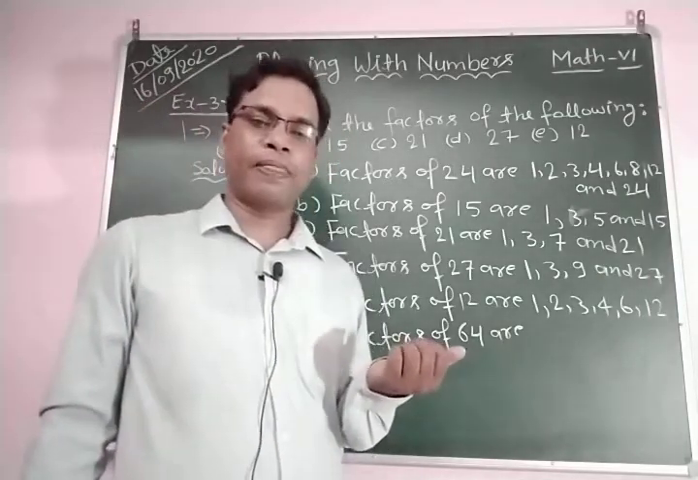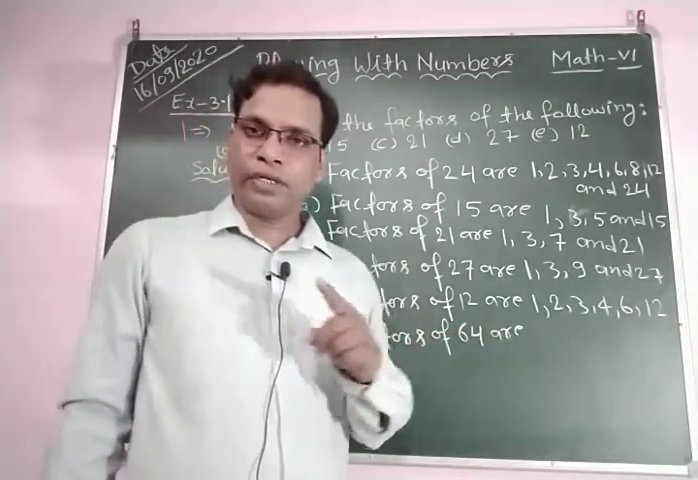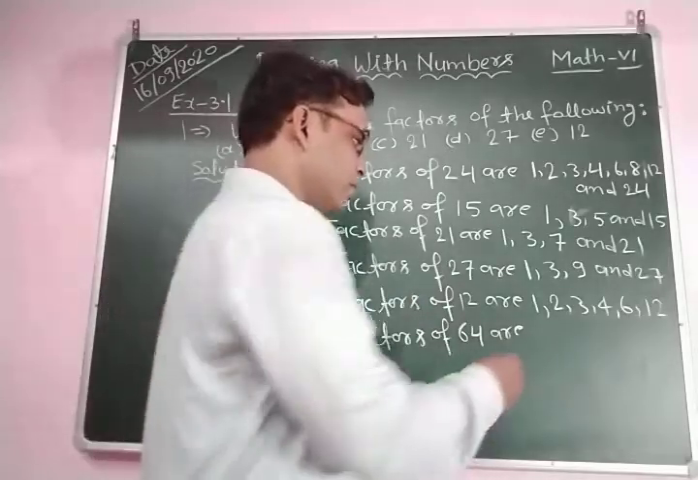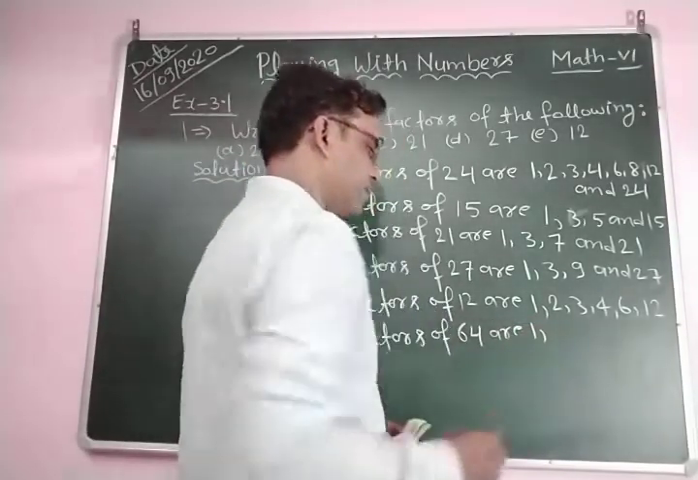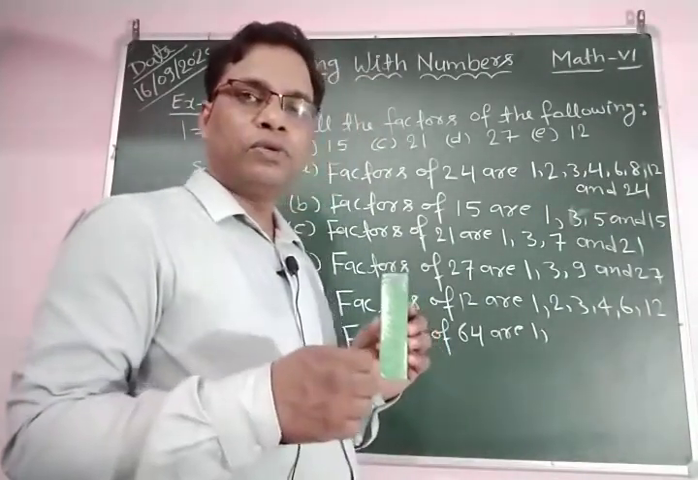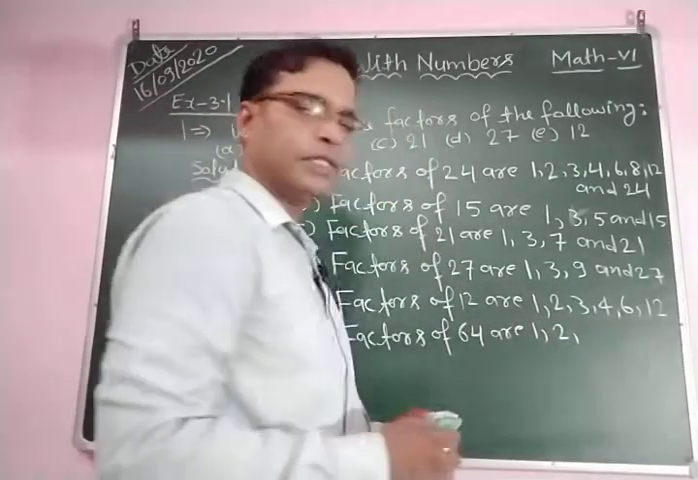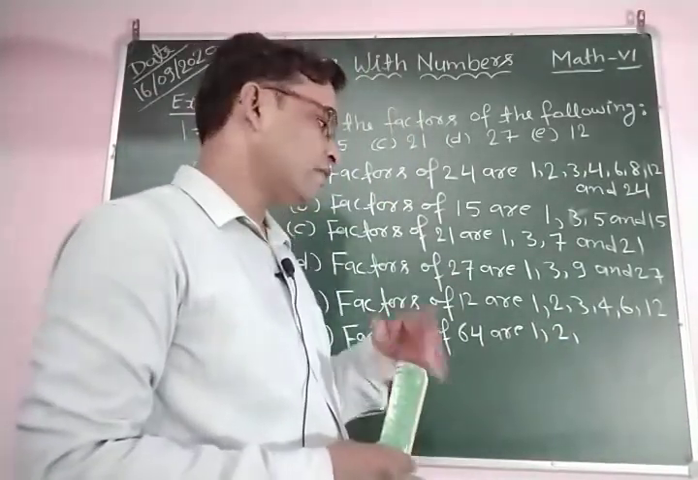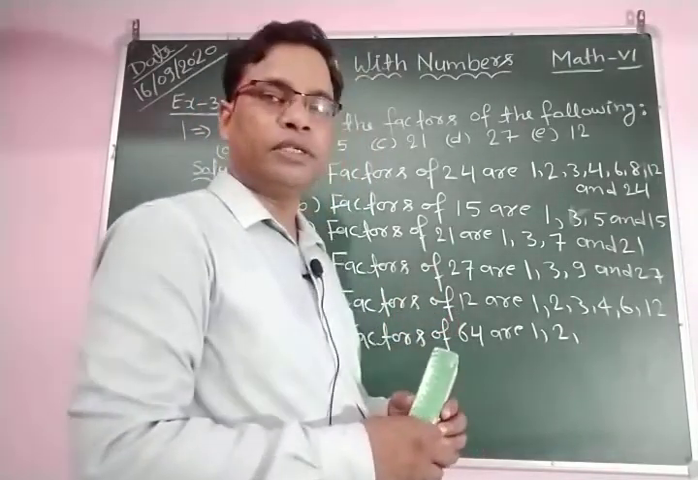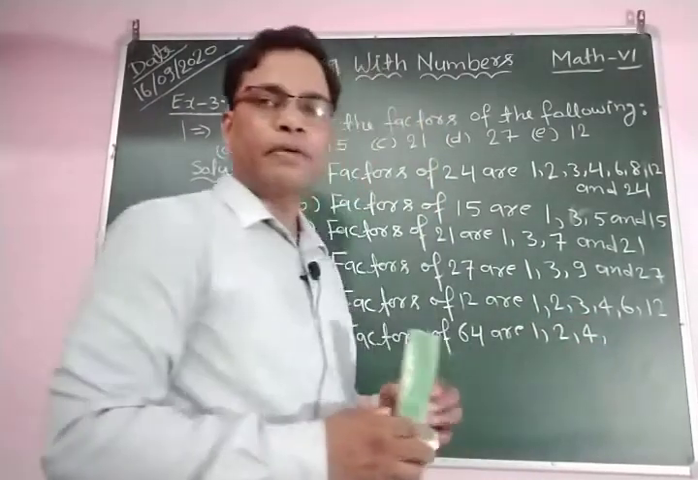Okay. So first, 1 divides every number, so 1 is a factor of every number. You can write here 1 is a factor of 64. 2 divides 64, so 2 is also a factor of 64. Now 3 does not divide 64. 4, yes, 4 divides 64. 16 times 4 is 64. Okay, so 4 is a factor of 64.